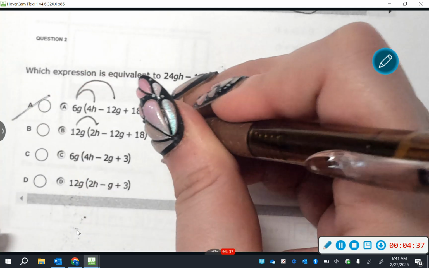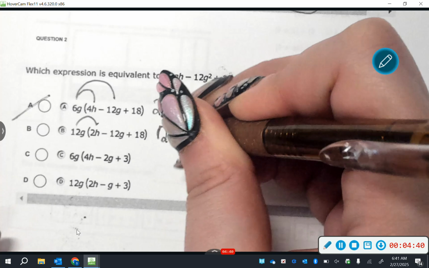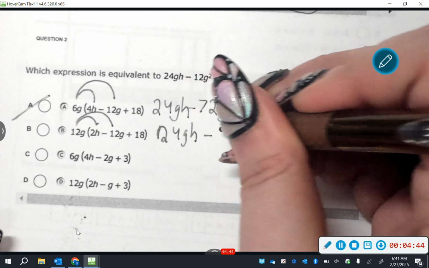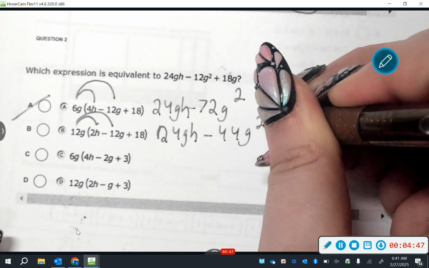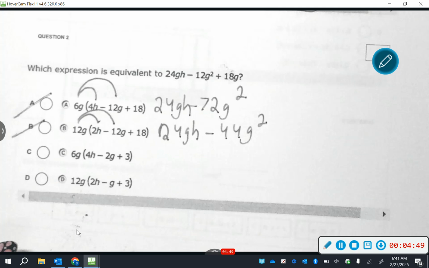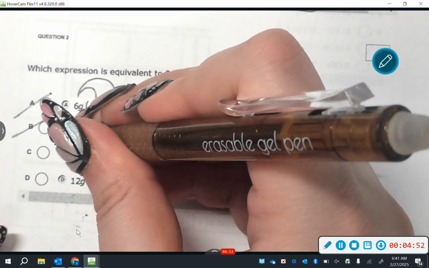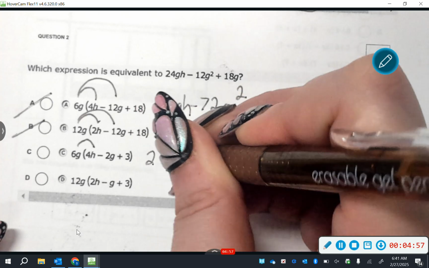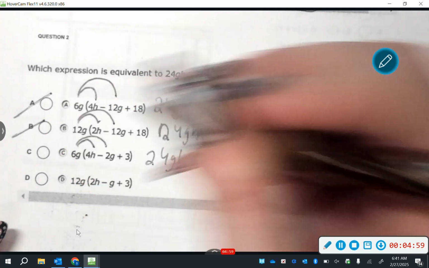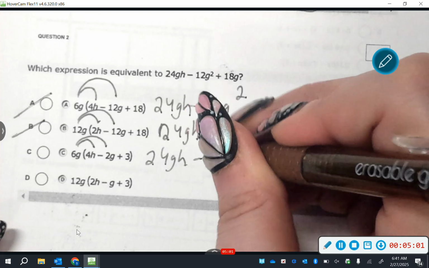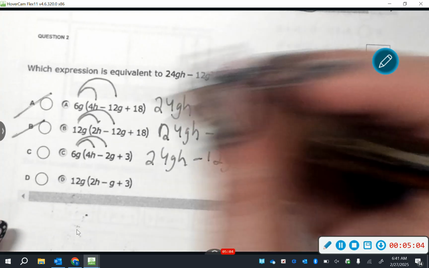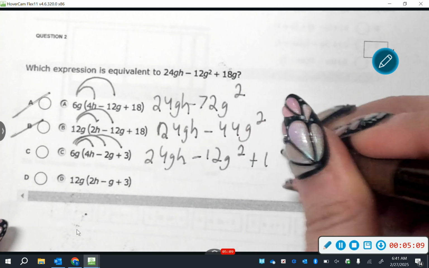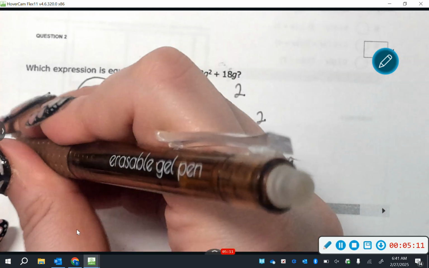Distribute 12g, this times 2 is 24gh. 12 times negative 12 is negative 144 g squared. We already know it doesn't match. 6g times 4h, 6 times 4 is 24gh. 6 times negative 2 is negative 12, excuse me, g squared. 6 times 3, 6, 12, 18, plus 18g. That one's looking like our answer.